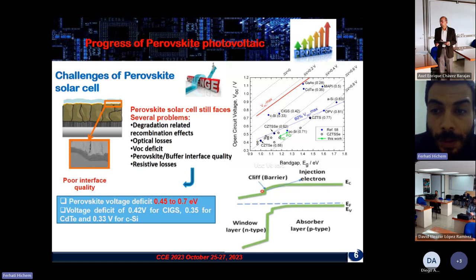So after selecting the appropriate geometry and the appropriate electron transport layer, the efficiency is highly improved, and the highest efficiency is 33.7%.